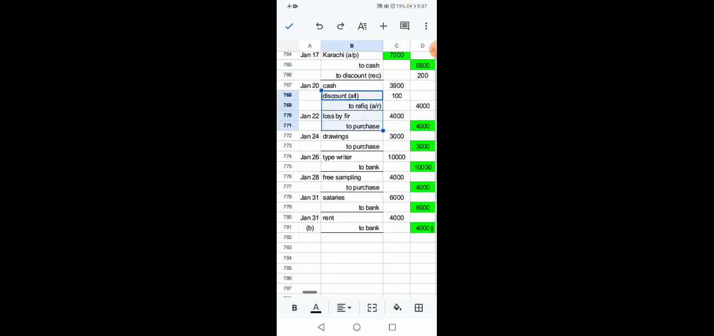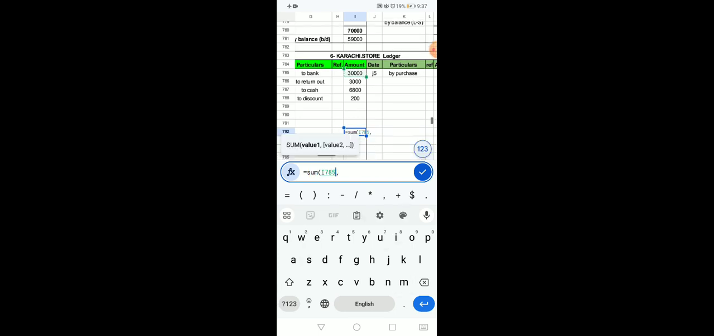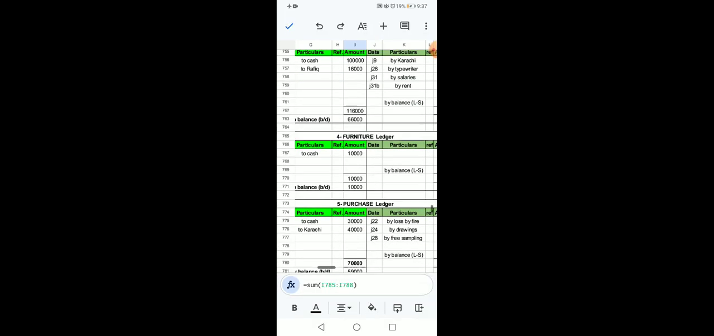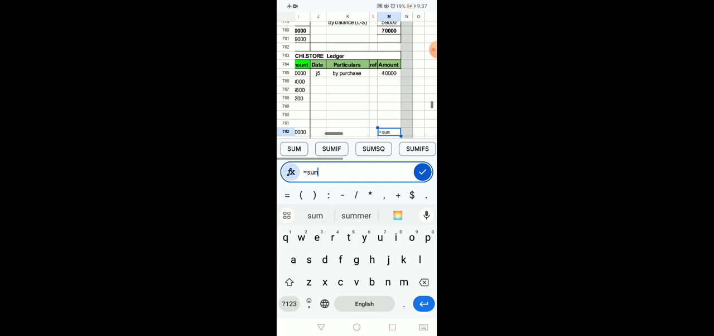Now see if Karachi is present elsewhere. From here to downward we are unable to see Karachi. That means all posting of Karachi is completed. So now again the same game we are playing. It's time to balance the ledger. First step, you will take the sum of all the amounts present on debit side, and you will do the same thing. You will calculate the sum of all amounts present on credit side as well.